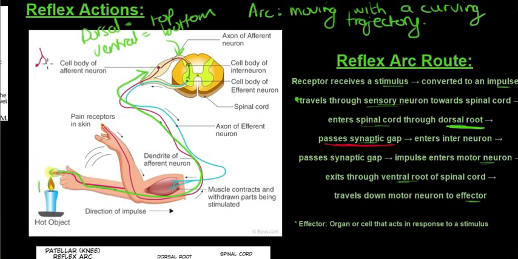So let's say this is the terminal branch of the sensory neuron, then there's going to be a gap between the sensory neuron and, let's say, the interneuron's dendrite. They're not touching each other, but that impulse has to pass through that gap in order to get to the next neuron, which is the interneuron. So it passes the synaptic gap, it enters the interneuron, then it's going to exit the interneuron by passing the next synaptic gap. So let's say the interneuron also has terminal branches, and then the motor neuron is the next neuron that it's going to enter through.